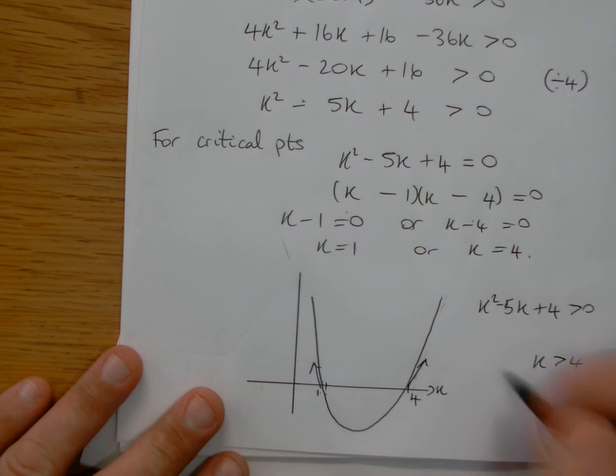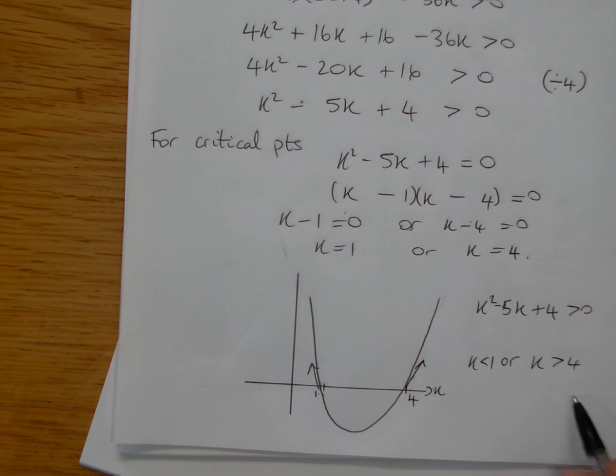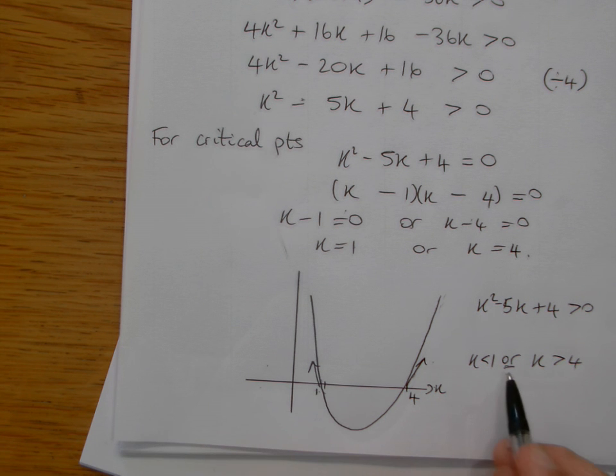Any number less than this would be k is less than 1, or k is greater than 4. So you need to have that word or there, because you could be in either region there, not both at the same time. So k is less than 1 or k is greater than 4.